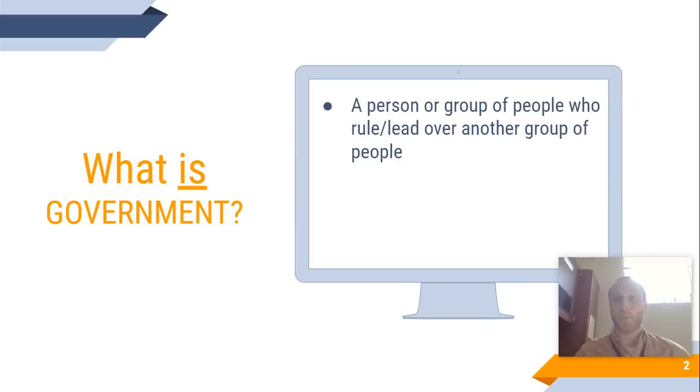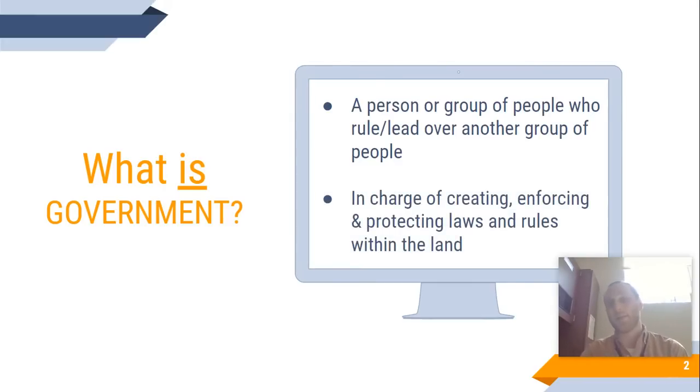Well, government is a person or a group of people who rule or lead over another group of people, right? So if there are leaders or rulers or there are laws, all of that is related to government, which leads into the second bullet point here: government is in charge of creating, enforcing, and protecting laws and rules within the land, right? So they're in charge of the laws of the land, they're in charge of what you can do as a citizen, and they're the group of people or person that leads your entire country or city or whatever area of land that you're ruling over.